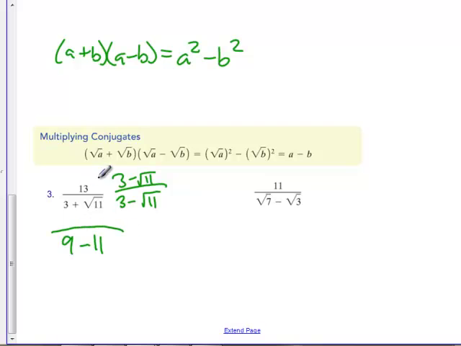On the top, we're going to distribute. So 13 times 3 is going to give us 39. And then 13 times negative square root of 11 is going to be minus 13 square root of 11. So all that's just going to be 39 minus 13 square root of 11 all over negative 2.